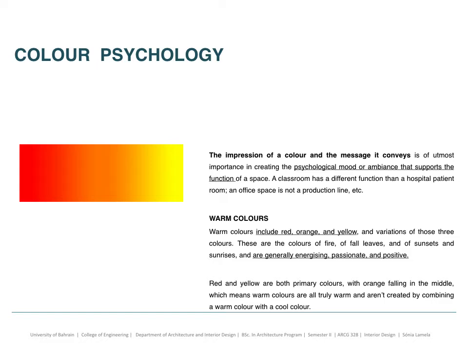Now, when we talk about the behavior of people, we are going to talk about warm colors, then cool colors, and then neutral colors. The warm colors that everyone knows range from red to yellow, passing through orange. So the variations of those three colors we call warm colors. And usually those three colors are associated with energizing, passionate, and positive feelings.